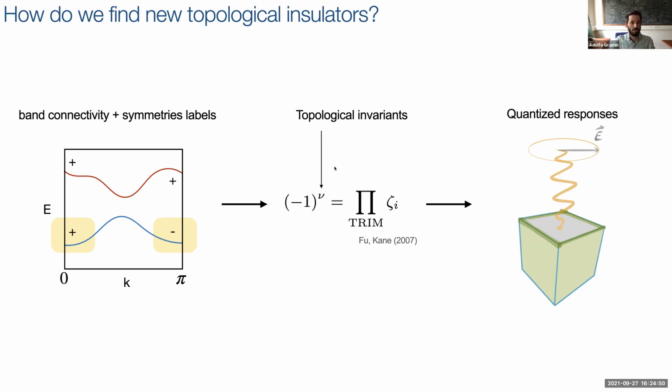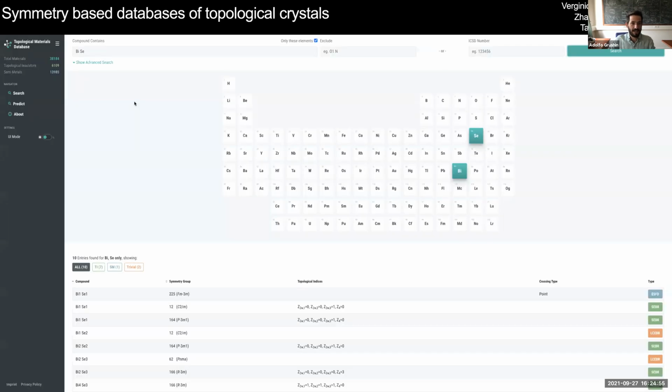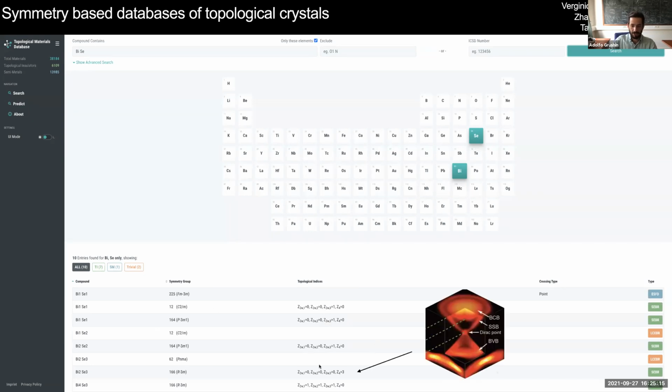And it's so automatized that you can actually go online into certain websites. So this was developed around 2019. There are a few websites here. I'm just showing one where you can choose. Let's say I'm interested in bismuth selenide, so I pick bismuth, I pick selenium, and then this website immediately tells me all the compounds that I could form, or that I at least tabulated in material databases, and calculates the invariants for me. And the one that I was showing before is right here.